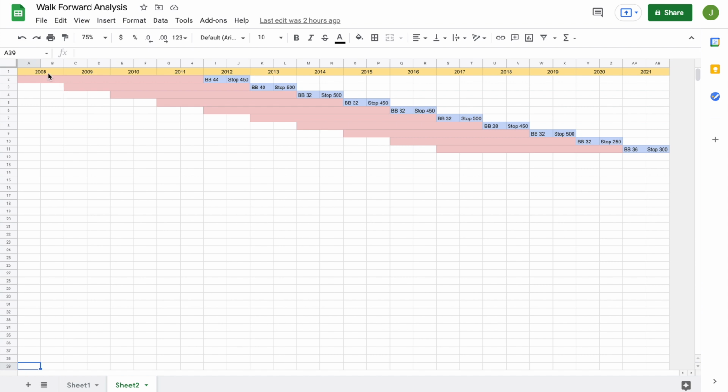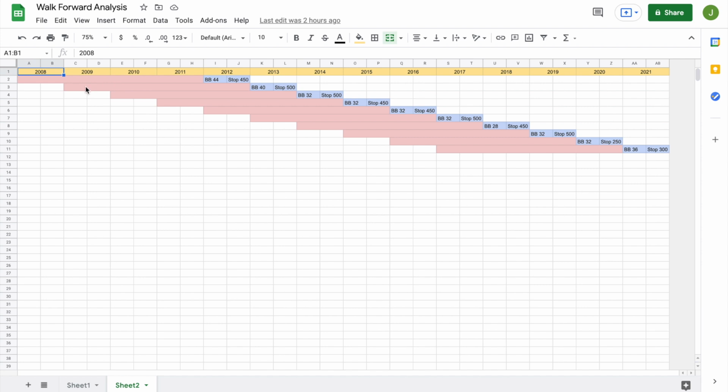Looking at this spreadsheet, we can see the columns are split into years from the start of the data, which was 2008, all the way through to 2021. Now, for my walk forward analysis, I've used blocks of 4 years. So for the first block, I've used 2008, 9, 10 and 11. I've optimized to find the best bars back, which is the input or the look back period, and the best stop loss. And then I've recorded it. So for 2012, I shall enter 44 and 450 pips for the stop loss.